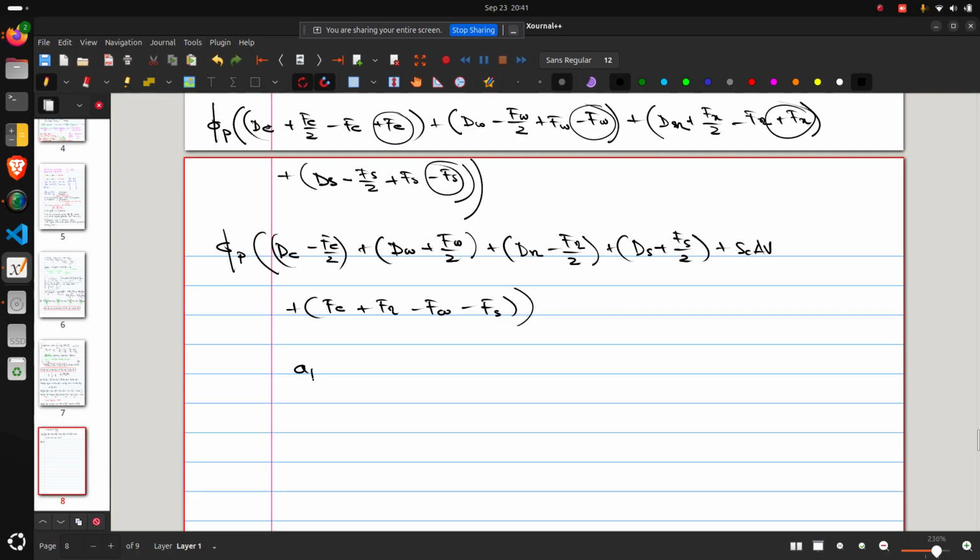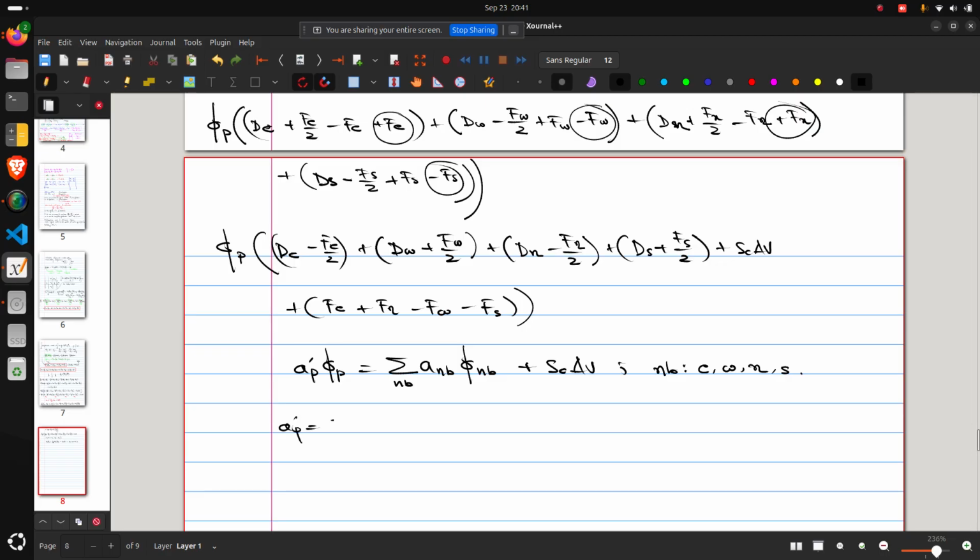So say A_P prime V_P equals the summation over neighbors of A_NB V_NB plus S_C delta V. Here neighbor denotes east, west, north and south, right. But what is A_P prime?